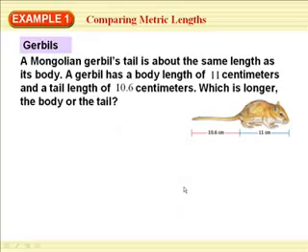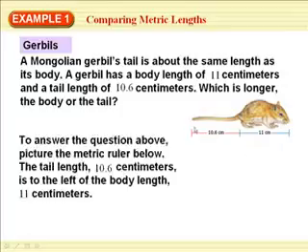So let's take a look at example number 1. A Mongolian gerbil's tail is about the same length as its body. The gerbil has a body length of 11 centimeters and a tail length of 10.6 centimeters. Which is longer, the body or the tail? Well, we look at the two numbers, 11 and 10.6. Which one is bigger? 11 written as a decimal is 11.00, like $11. And the 10 would be the whole number. 11 is bigger than 10, so his body is just a little bit longer than his tail.